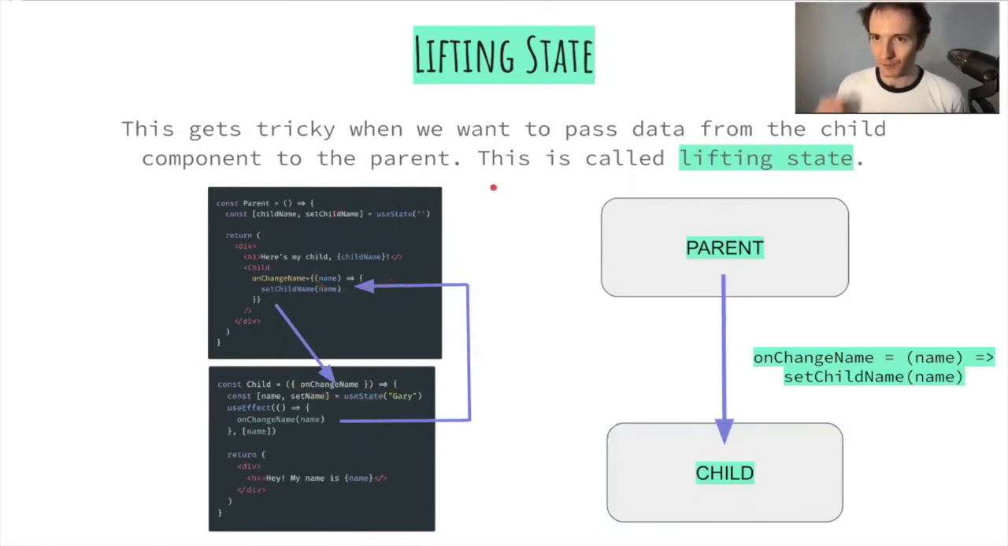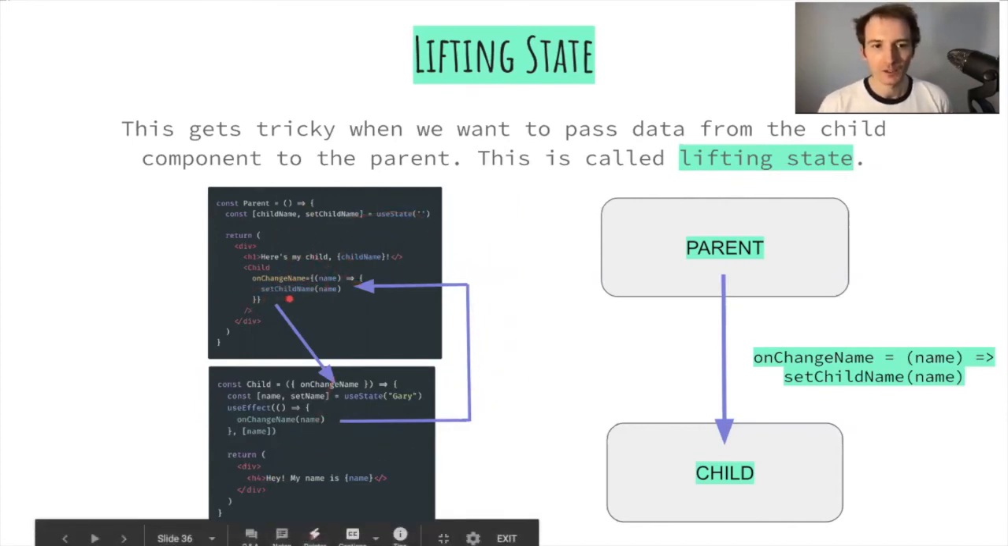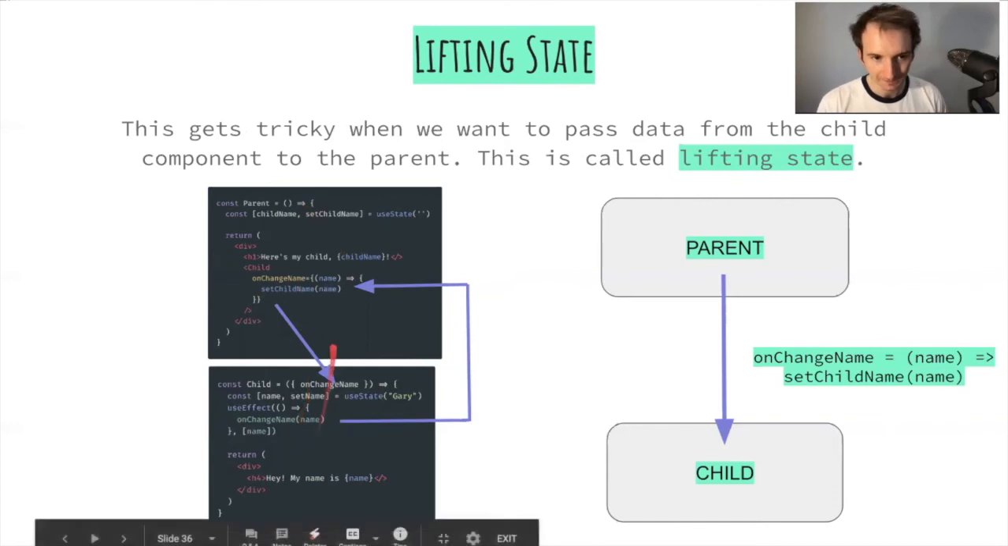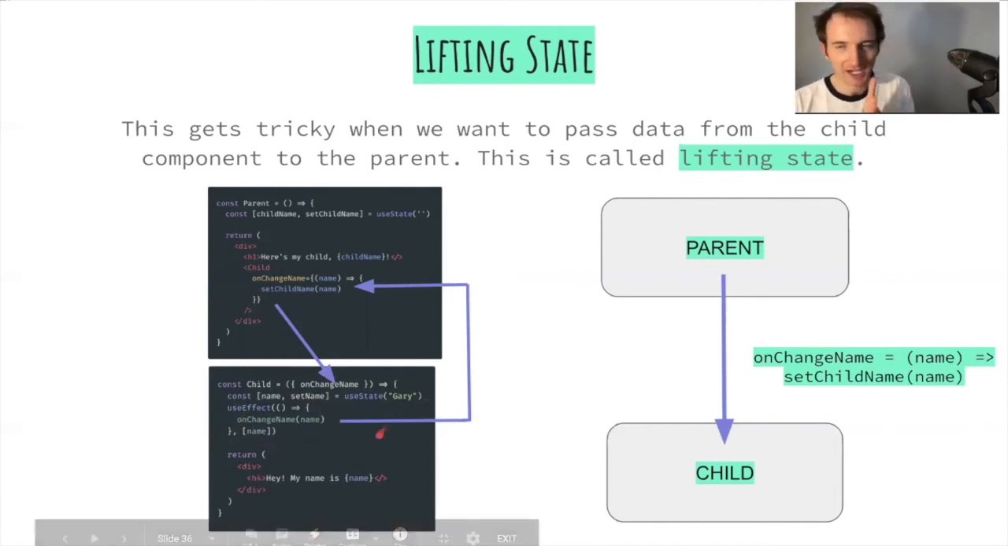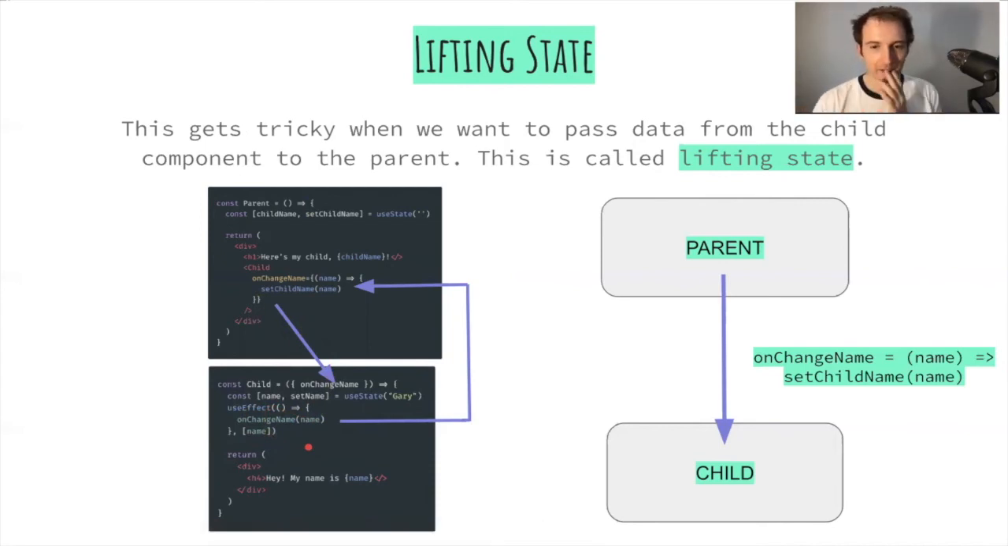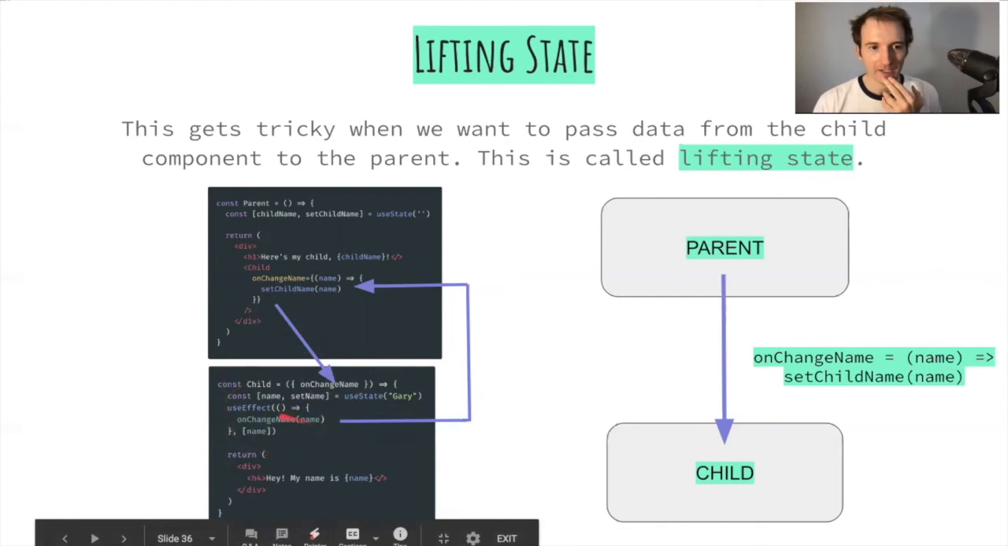So to fix this, the really common design pattern that we tend to use is called lifting state. With lifting state, we're still passing the name of the child down from the parent to child, but we're also passing the function to set that piece of state down to the child. And then in the child, if we want to trigger the change of the piece of state, then we also need to call the function to change that piece of state. So in this example here, we're saying, okay, we want to create the name inside of the child component.